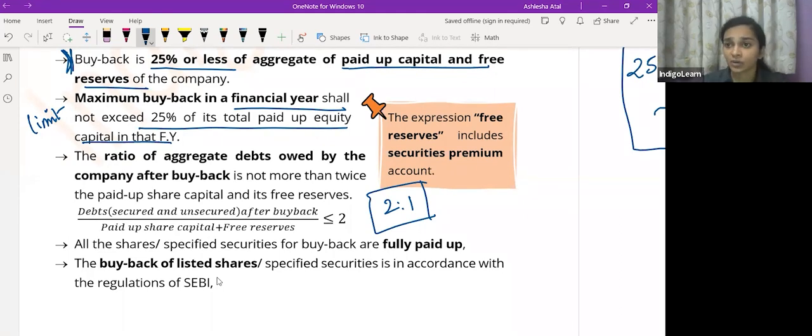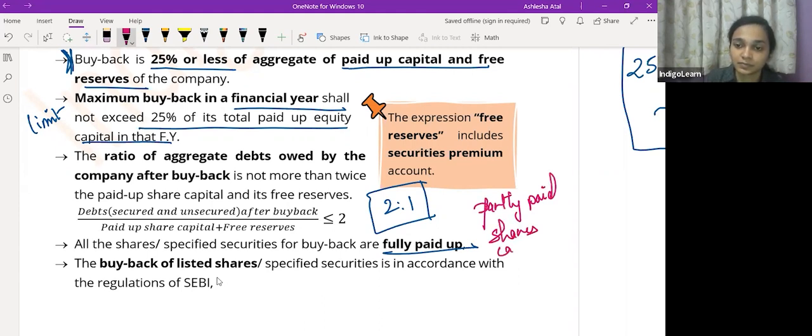And all the shares and securities which are being bought back, जो भी shares और specified securities buyback हो रहे हैं, they should be fully paid up, which means what? You cannot buy back any partly paid shares. And if you are buying back shares or specified securities of a listed company, you will have to comply with the SEBI regulations as well.